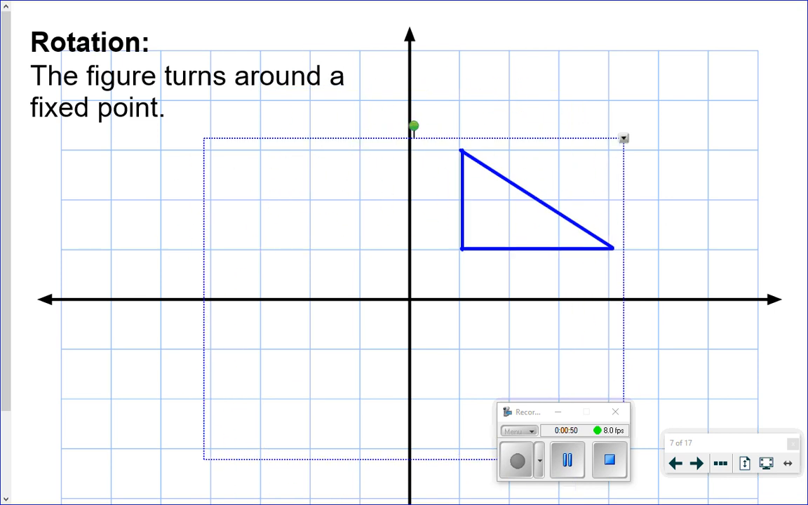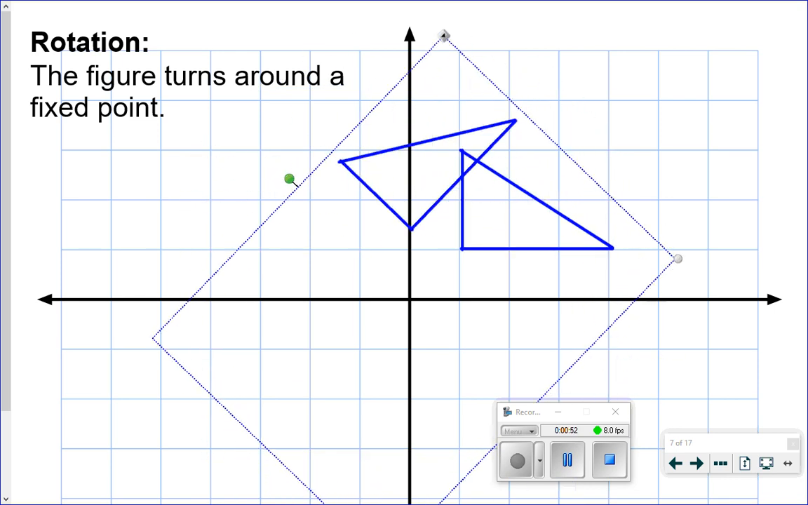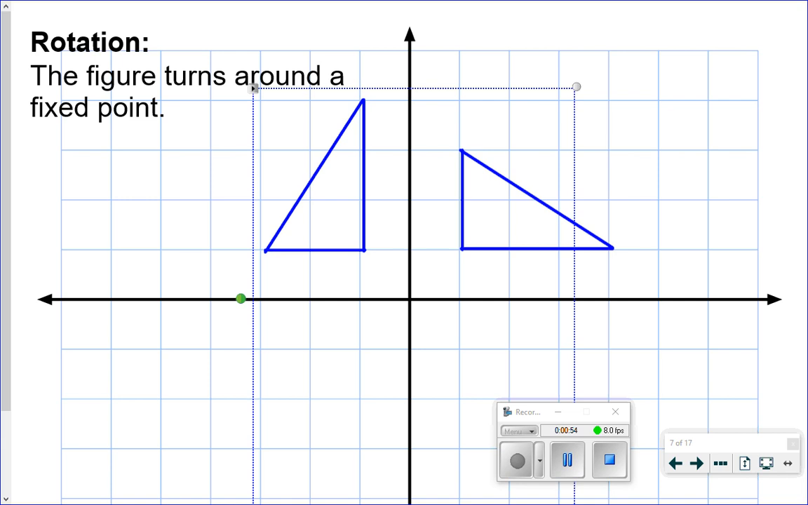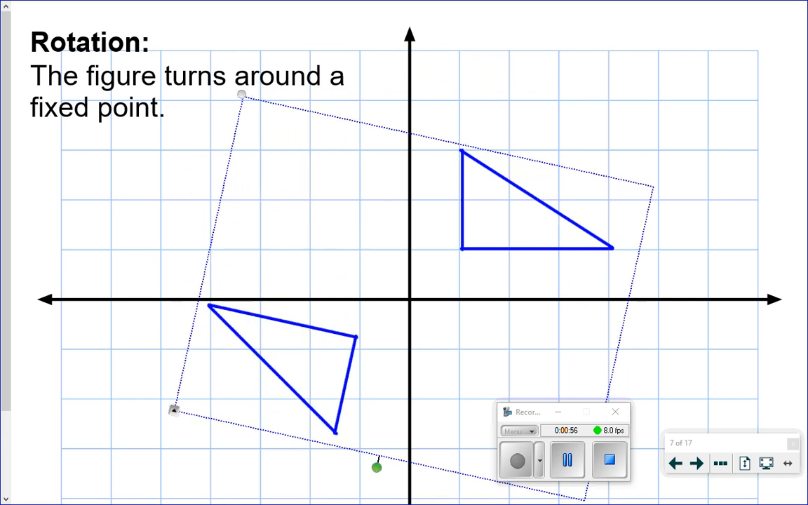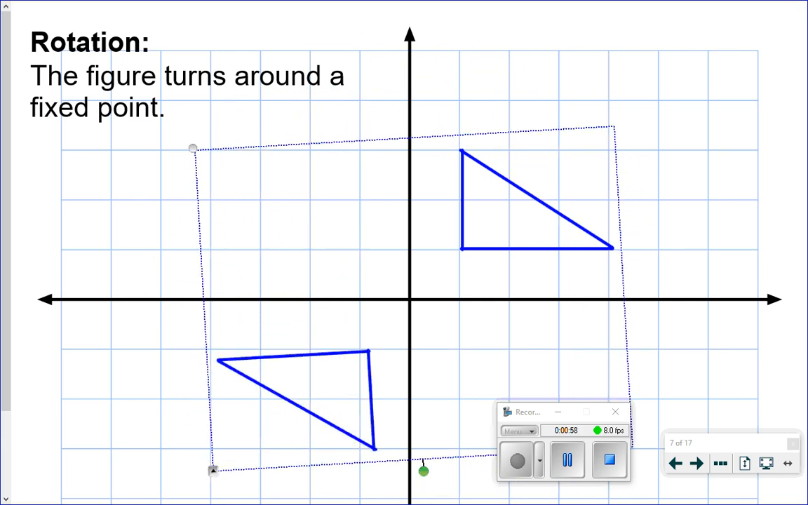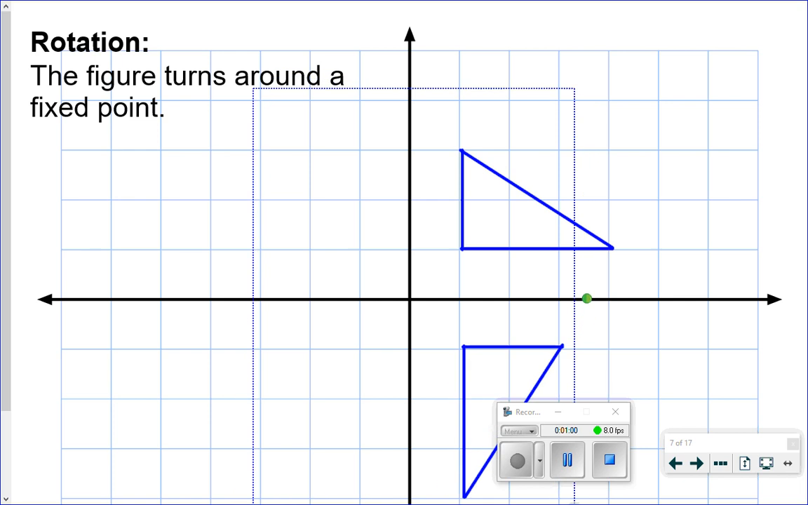I can also take my original shape and I can rotate it counterclockwise, which is this direction. 90 degrees counterclockwise, 180 degrees counterclockwise, and 270 degrees counterclockwise.